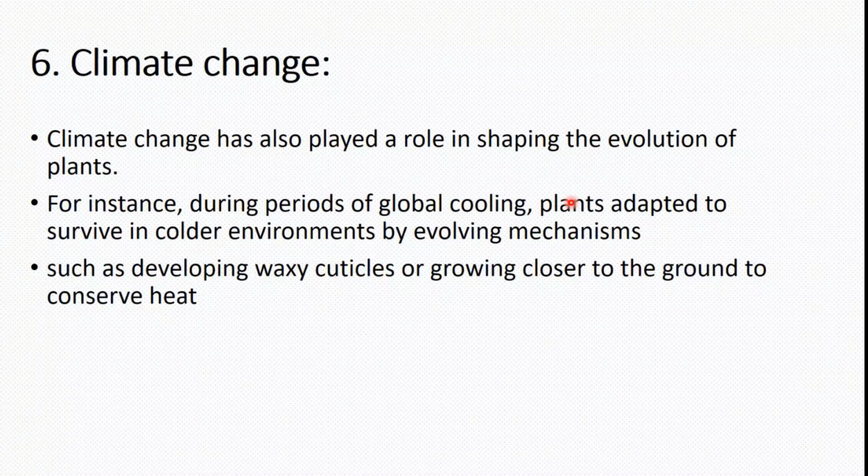For instance, during periods of global cooling, the plants adapted to survive in colder environments by evolving mechanisms to equip themselves, so that the adaptation will be passed on to the next generation, such as developing waxy cuticles or growing closer to the ground to conserve heat. So most of the things that animals do, plants also do.